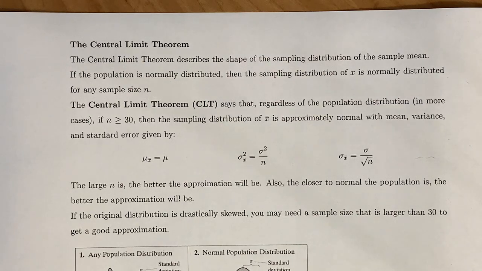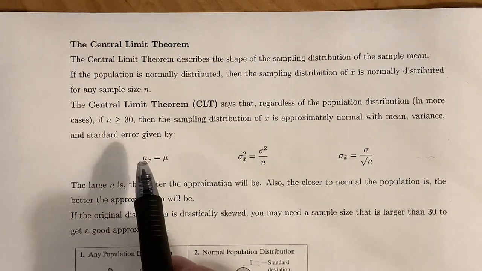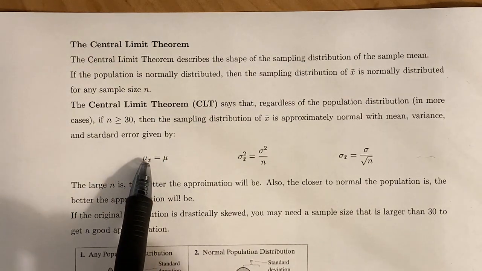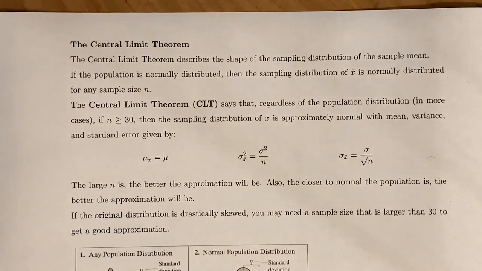So if n is greater than or equal to 30, so if our sample sizes that we're taking means of are at least 30 different numbers, and we take all different combinations of 30, then the sampling distribution of the sample mean is going to be approximately normal with mean, variance, and standard error given by, again, the mean of the sampling distribution is equal to the population mean.